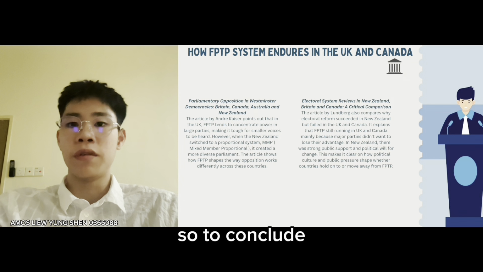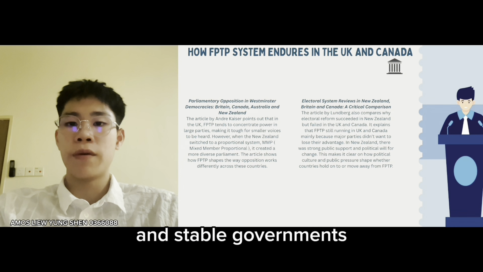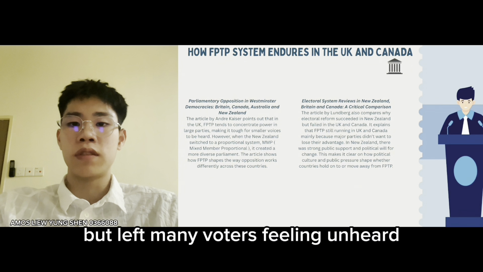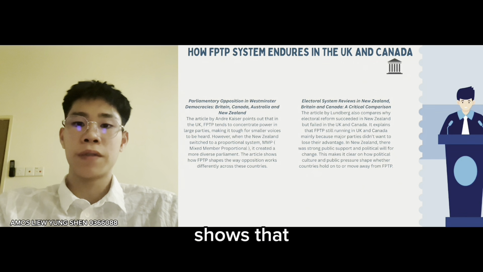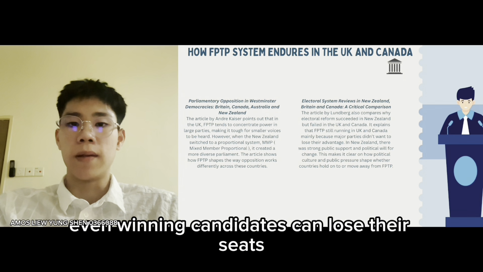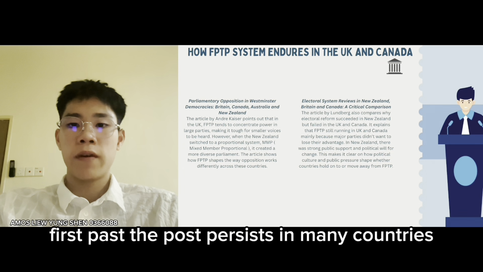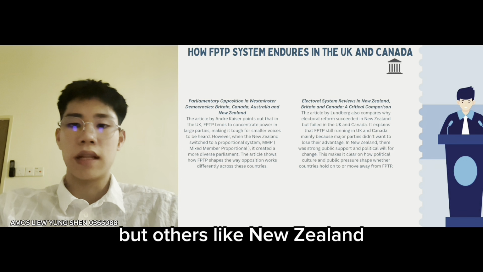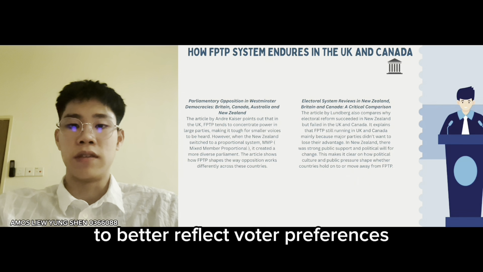So, to conclude, first past the post in the UK creates clear winners and stable governments but leaves many voters feeling unheard. Legal cases like the Morgan case show that even winning candidates can lose their seats if procedural rules are violated. Across the Commonwealth, first past the post persists in many countries, but others, like New Zealand, have shifted toward a more proportionate system to better reflect voter preferences.